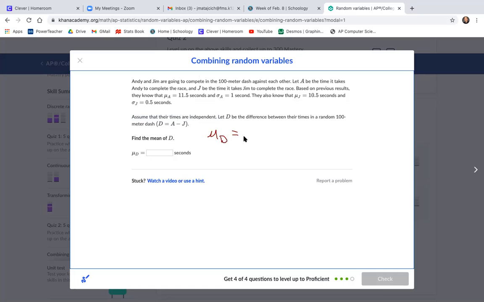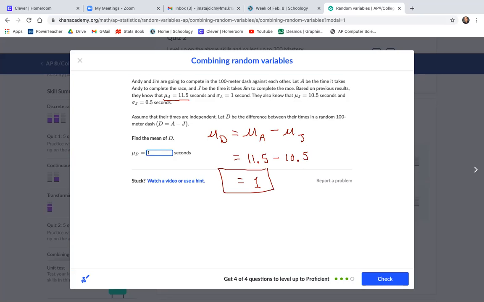the mean for A minus the mean for J. It gives it to us in the problem up here. Mean for A is 11.5. Subtract the mean for J, which is 10.5. So our mean difference is 1 second. Fantastic. If I had put -1 there, like if I switched the subtraction around, it probably would have marked me incorrect.